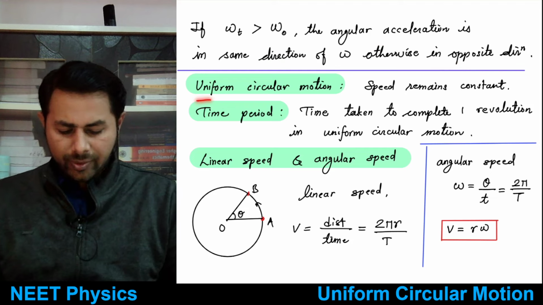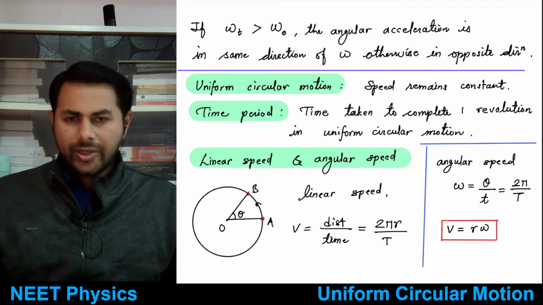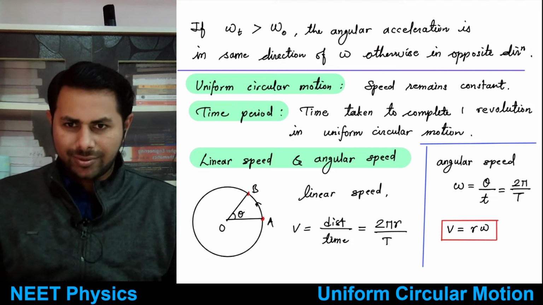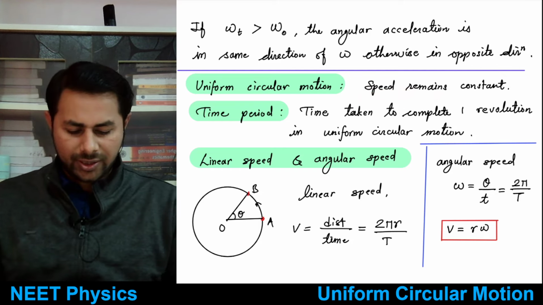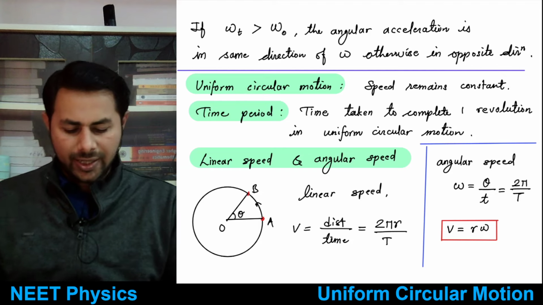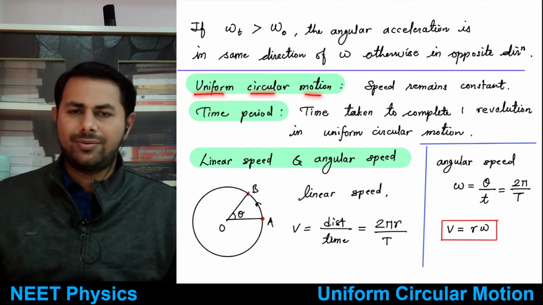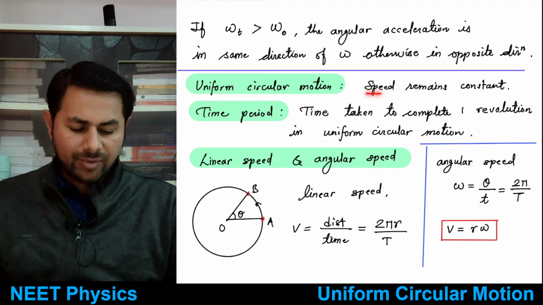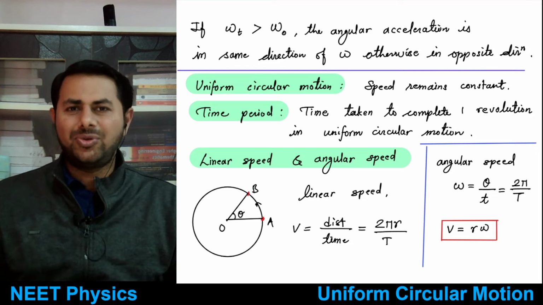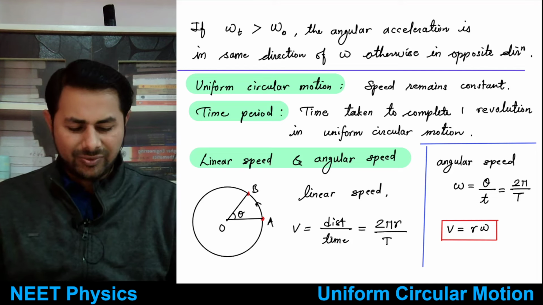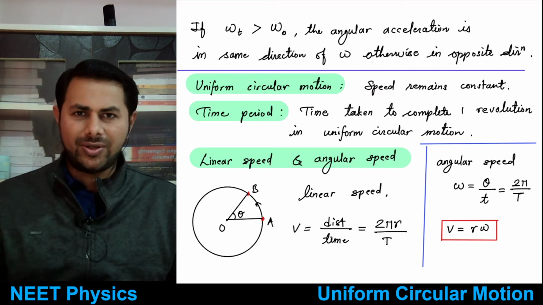Now see, what is uniform circular motion? If the speed of an object remains constant in circular motion, we call it uniform circular motion. Speed remains constant, not the velocity. Speed and velocity are different things. What is speed? It is the magnitude of velocity, right?